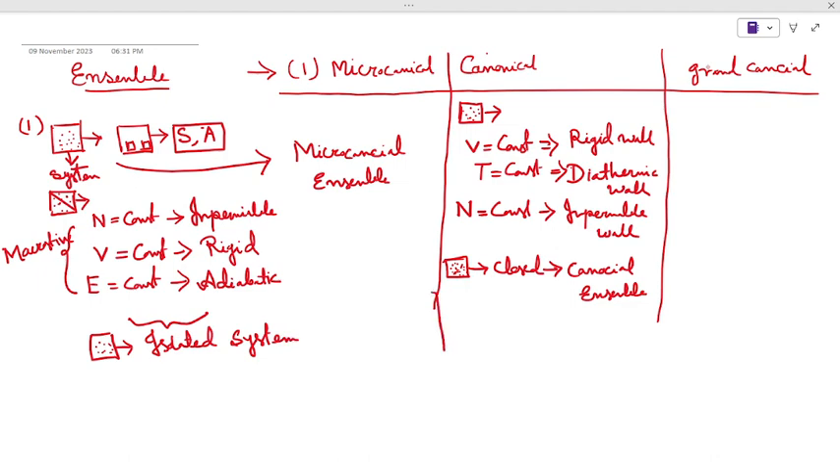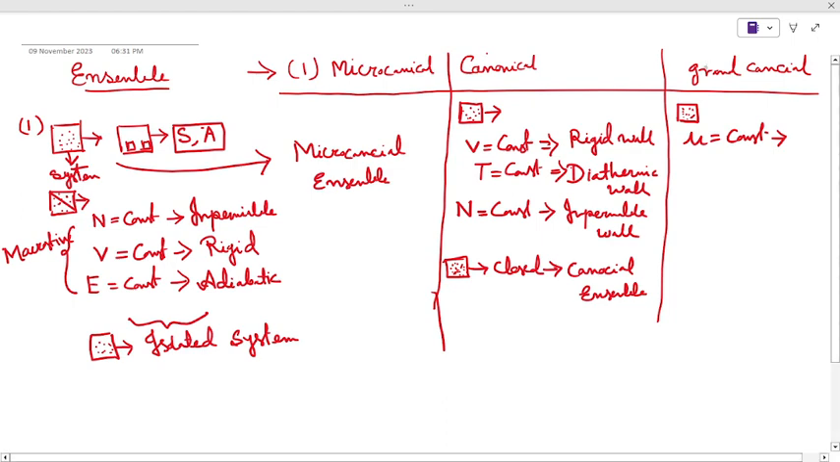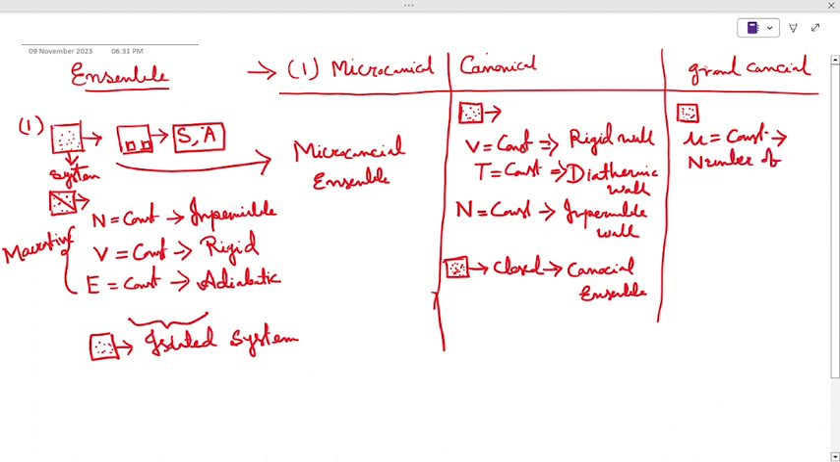What about the grand canonical ensemble? There can be a system in which particles can move from inside to outside also. Instead of impermeable, the wall may be permeable. So this can also be a condition, and this condition applies in the grand canonical ensemble. Here mu is constant. Mu constant means the number of particles can be exchanged.